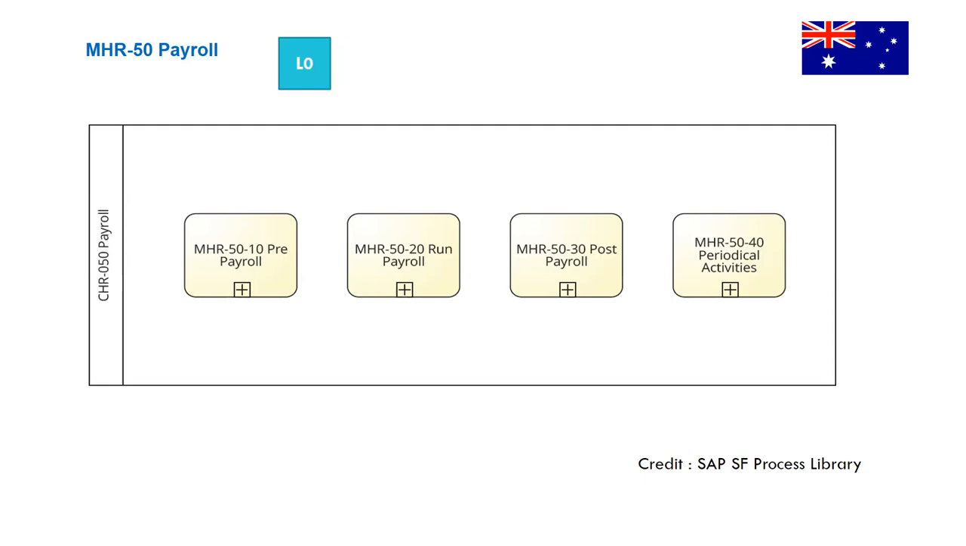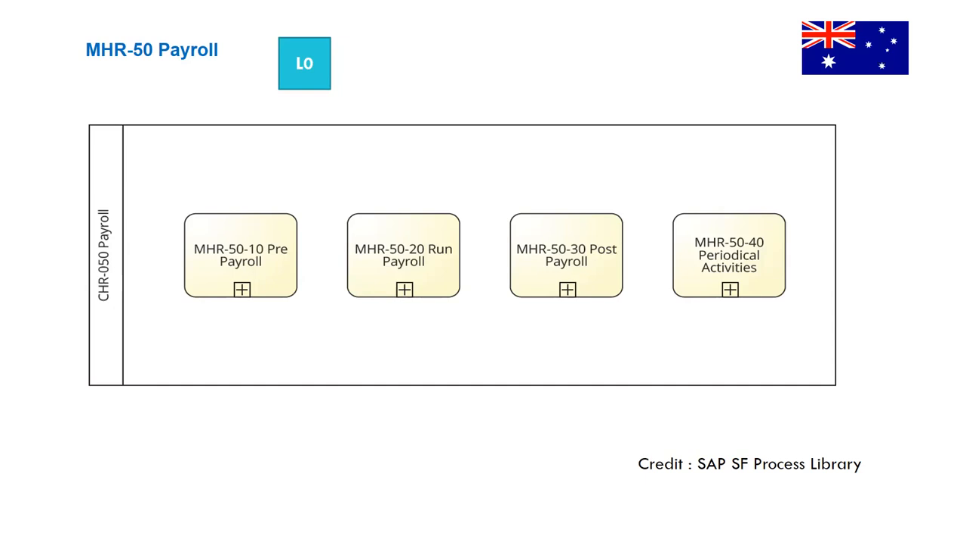Tax filing or individual employee tax filing, or any activities that we do on a periodical, regular basis, come under your periodical activity. So these are the four major process groups. Okay. So any questions here? No, got it. All good. Yeah. This is an L0 process. Whether you are running SAP payroll or Workday payroll or Oracle HCM, whatever the payroll, these four process groups remain the same.